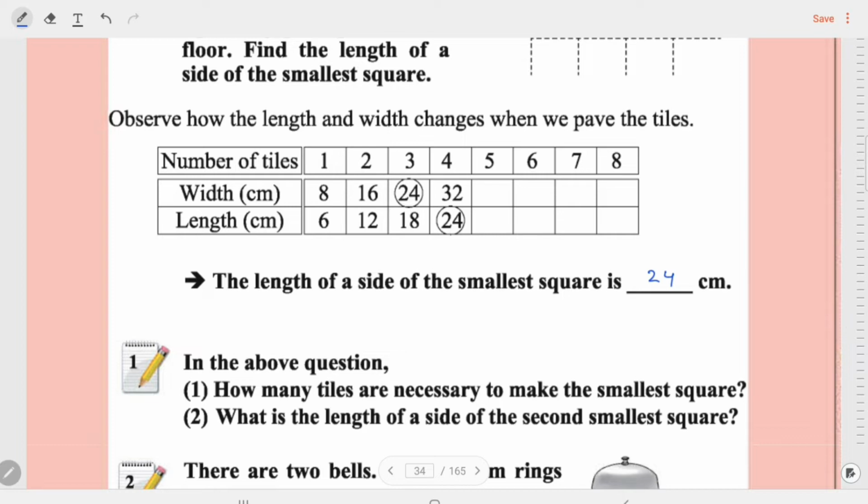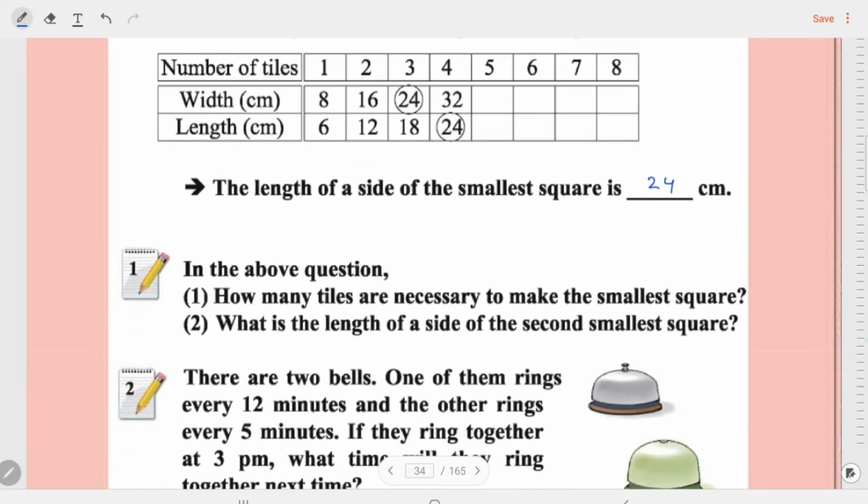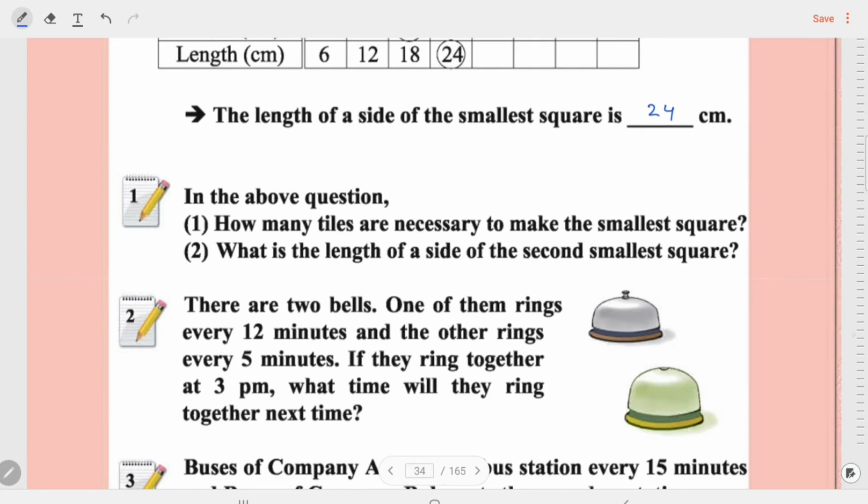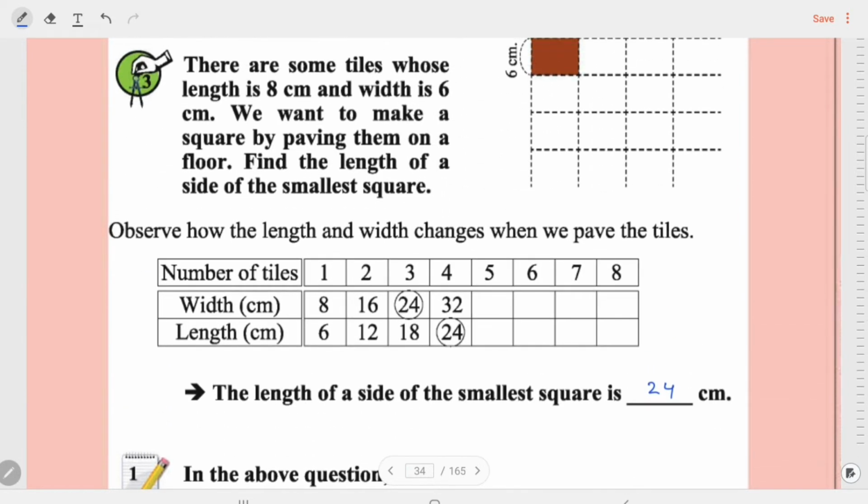In the above question, how many tiles are necessary to make the smallest square? How many tiles are necessary? 12 tiles, right?